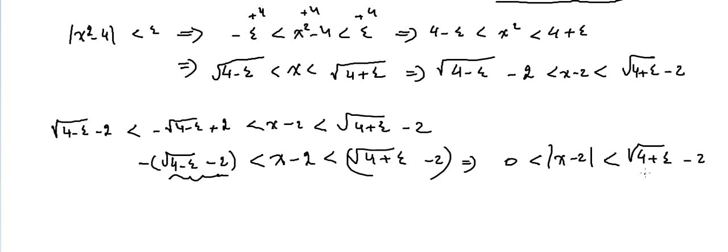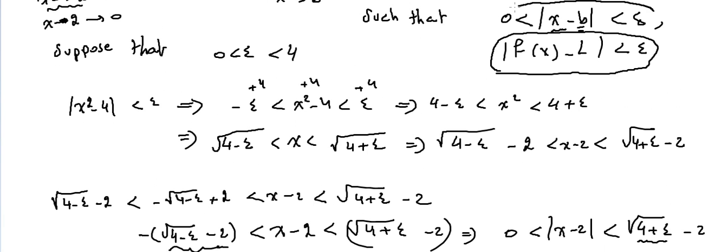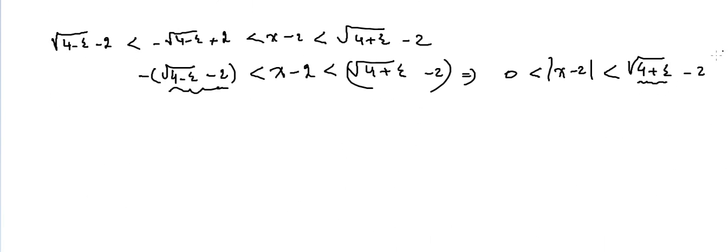And what is that? This absolute value of x minus 2 is less than radical 4 plus epsilon, which is slightly more than 2, minus 2, so what is left is epsilon. And this value we got, which is slightly less than epsilon, is delta, which is a function of epsilon. So we can say that 0 less than the absolute value of x minus 2 less than this delta, which is a function of epsilon, equal to radical 4 plus epsilon minus 2.